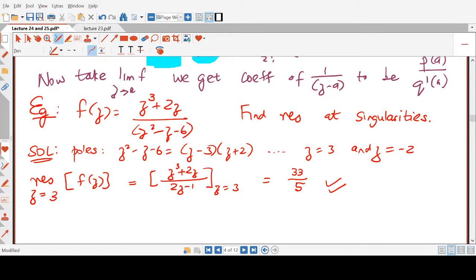If I had to expand this out, the coefficient of 1 over z minus 3 would be 33 over 5. I don't have to do the expansion. I've got this theorem to rely on now. Of course, if you want to do the power series expansion, you can do it. You get the same result, guys.